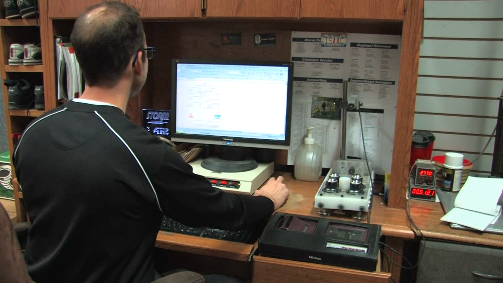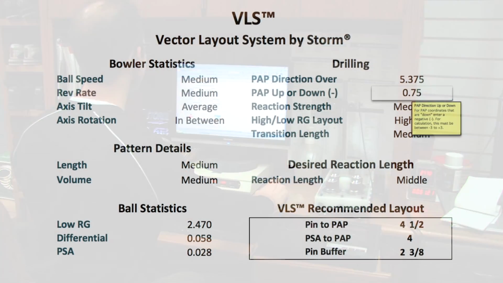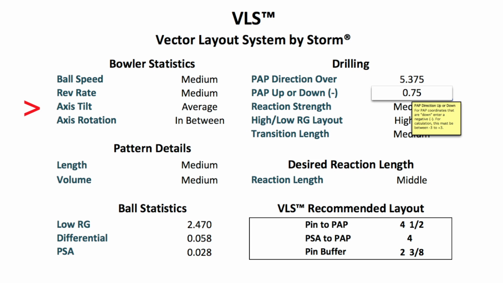Then we'll go to axis tilt. This relates to how the ball spins as it goes down the lane. So low tilt would be a very high track. High tilt would be a very low track like a spinner, and Louis falls somewhere in between there, so we'll go with average.